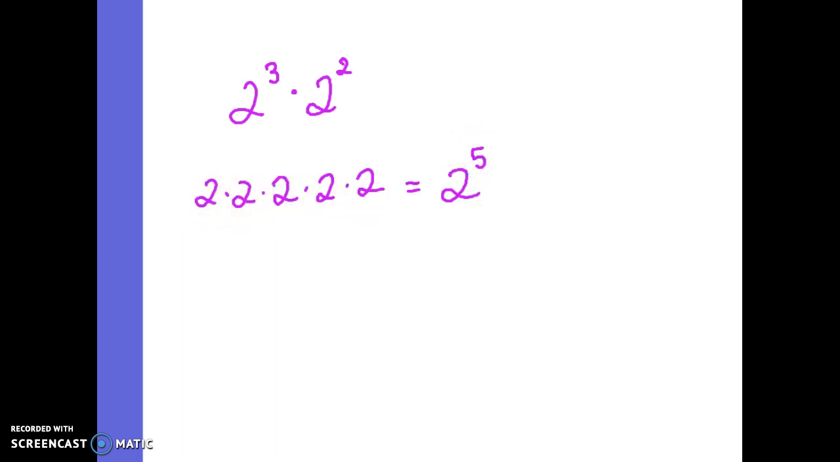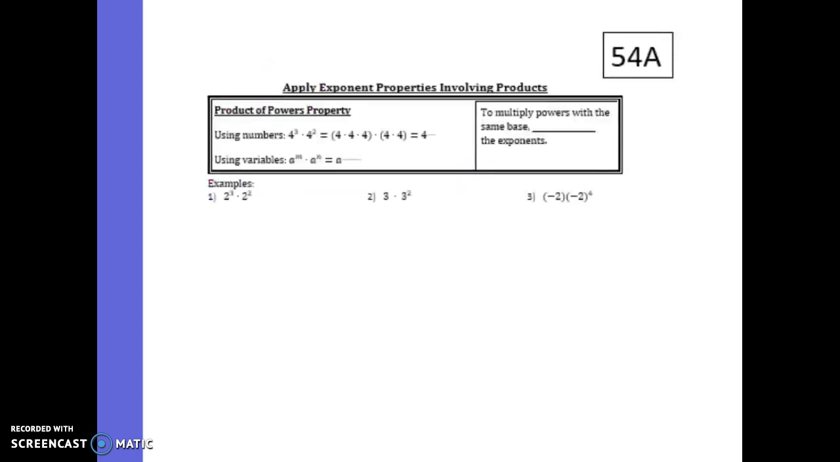Our first rule of exponents is the product of powers property. In your notes on 54a, 4 to the third power times 4 squared gives you 4 to the fifth power, because the rule is we just take the exponents and add them together. So 3 plus 2 is 5.